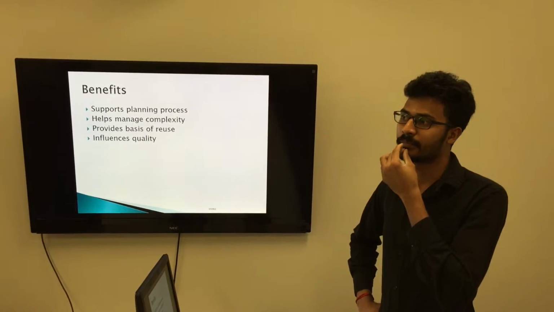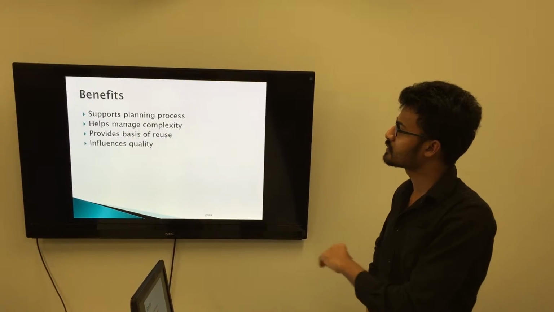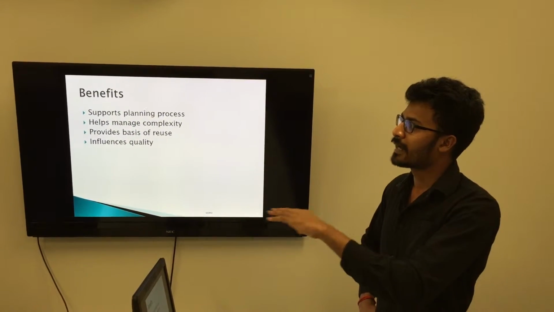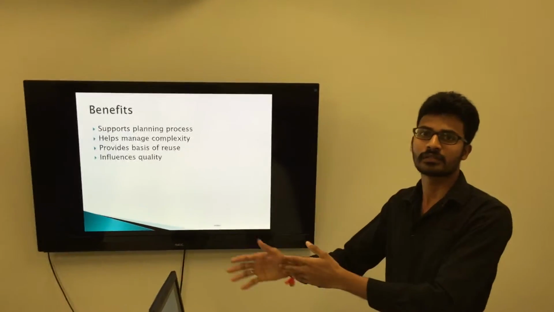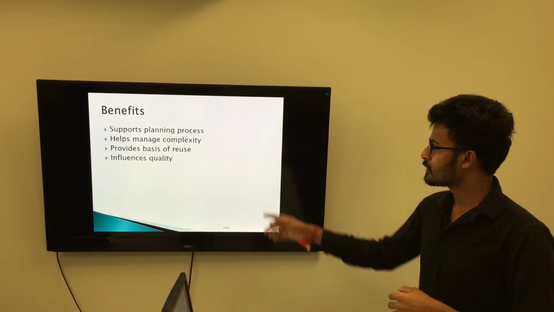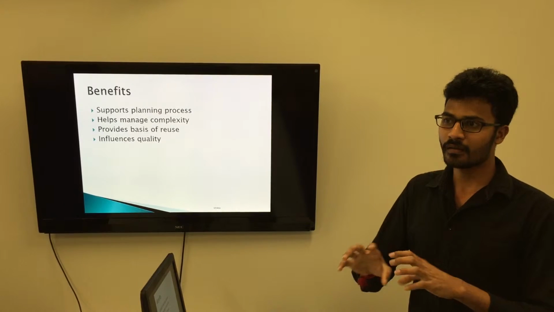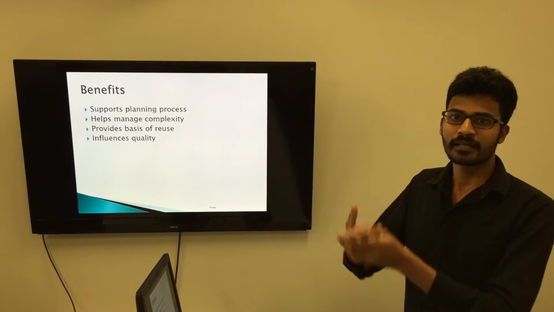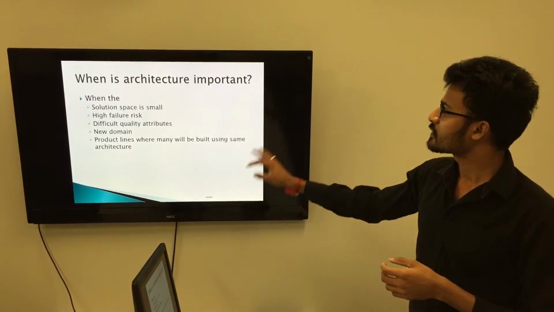People usually ask about the benefits of using a software architecture. Various benefits are: it supports the planning process, helps manage complexity, provides a basis for reuse. It's like a pattern already used in one architecture, and the same pattern is used again in a different project. Then we use the previous pattern. It also influences quality. If we already have a set of protocols or a set of architecture in the system, then it influences the quality as well.